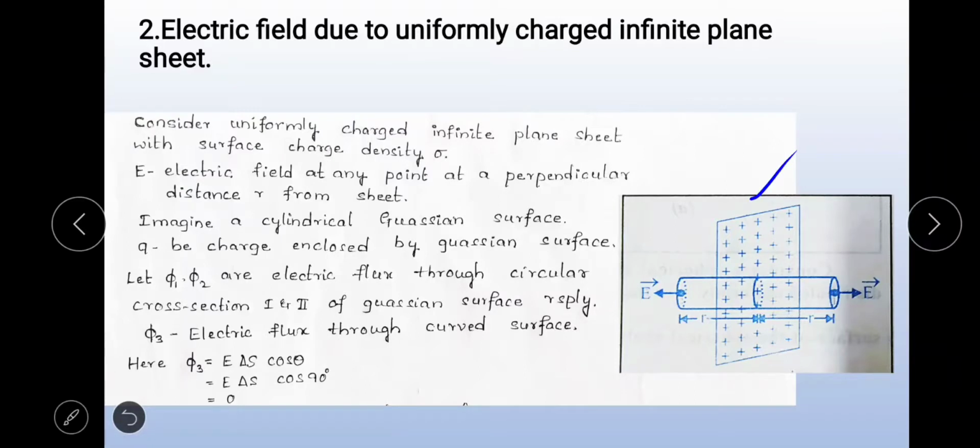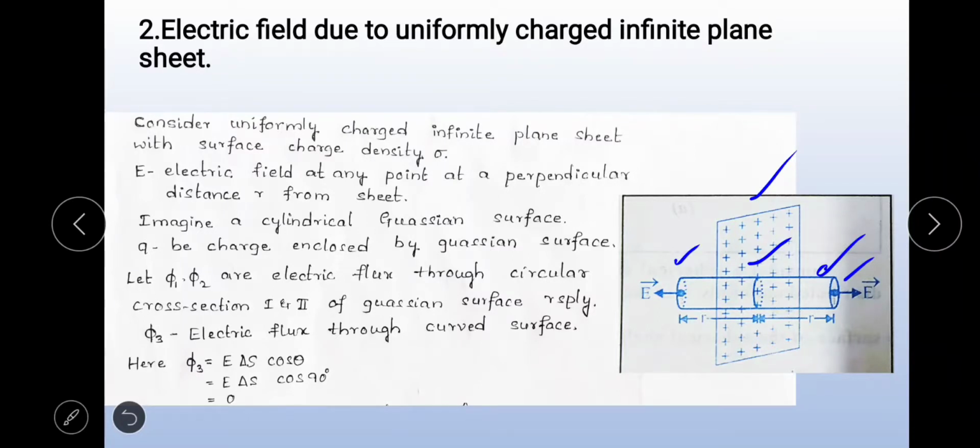Now imagine a Gaussian surface. Here in this diagram, this cylindrical Gaussian surface. Q be the charge enclosed by this Gaussian surface. This cylindrical Gaussian surface contains three cross sections: two circular cross sections and a curved cross section. Now you have to calculate electric flux through these three cross sections.